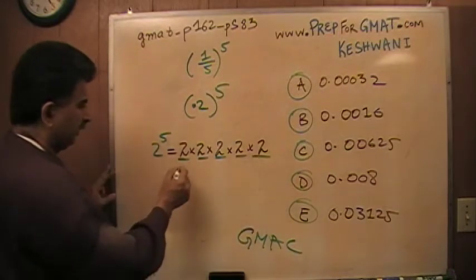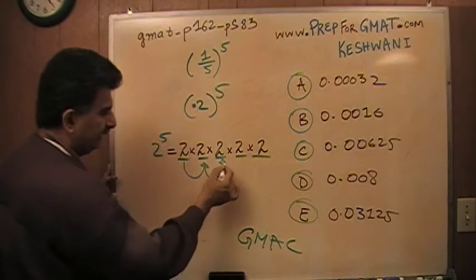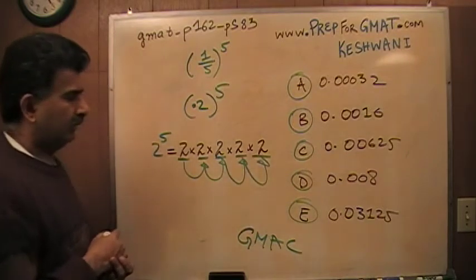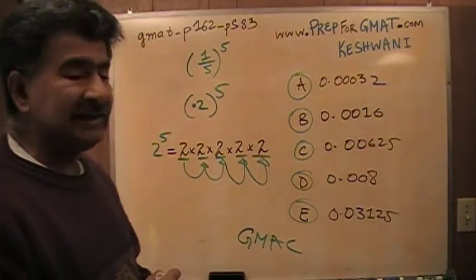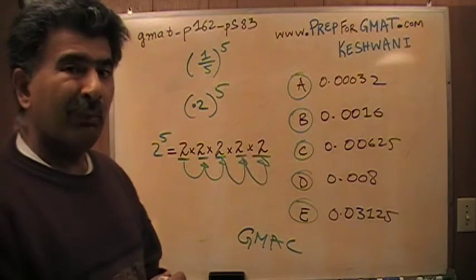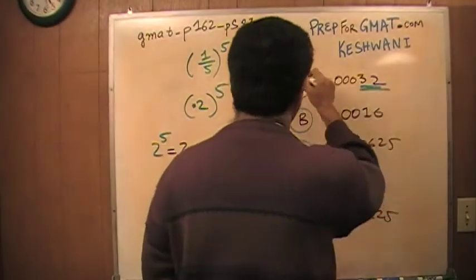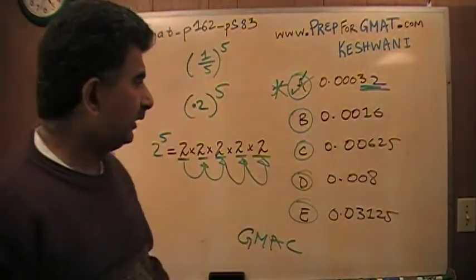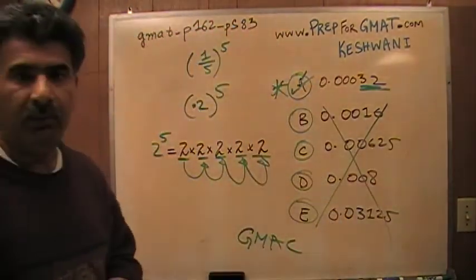Let's find out. 2 times 2 is 4. 4 times 2 is 8. 8 times 2 is 16. 16 times 2 is 32. I don't know about you, but I see only one answer choice here. How many answer choices do you see with 32 in it? Right there, that's it. You're done. The rest is mumbo jumbo.